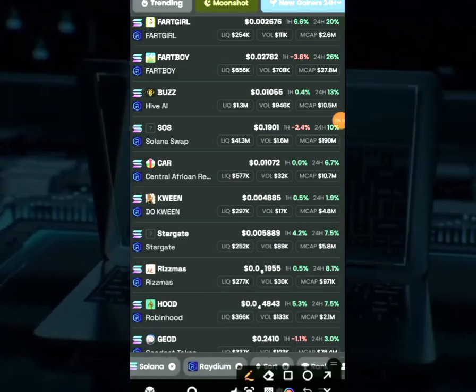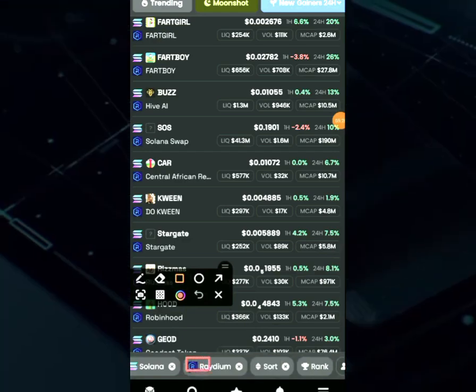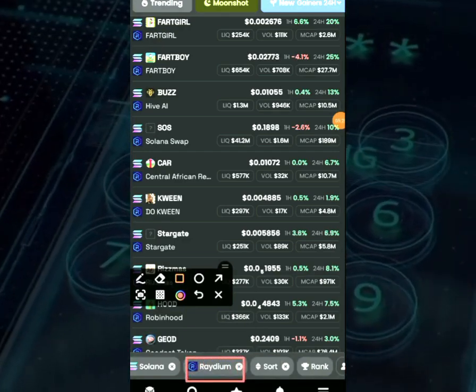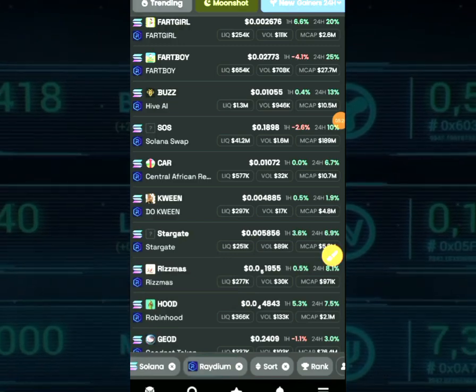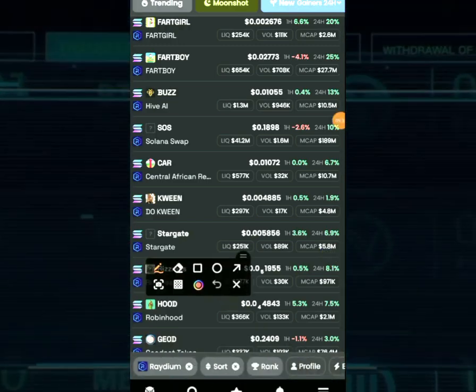If you want to make changes to any of these, all you have to do is click on it and make sure that it's reading Raydium. You choose Raydium, just like I'm doing right here. So the next thing is to go to sorts, right? Go to sorts. This is what I'm talking about.